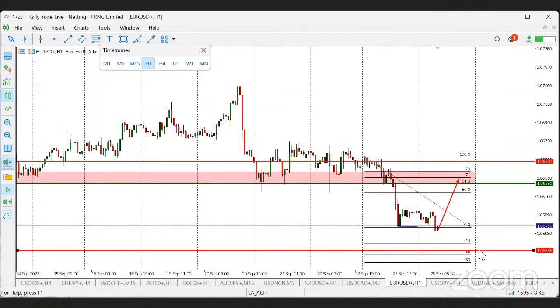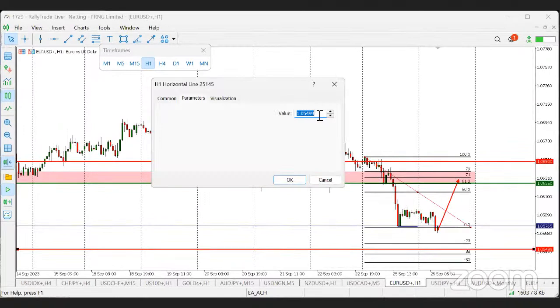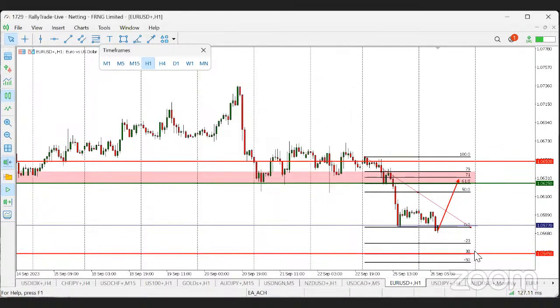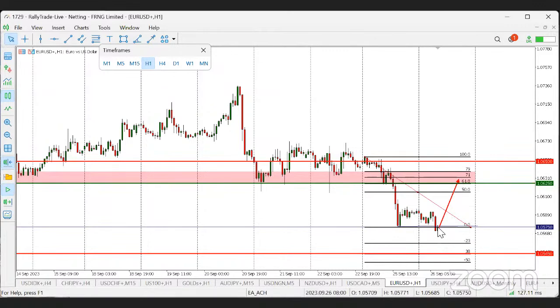Or let me reduce that. I have a smaller stop. So 1.05450, that's the stop loss. And then an instant buy where we are currently, with take profit at 1.06250. So I'm expecting the market to go all the way up to that point. So we can buy from where we are currently all the way up to 1.06250 with a stop loss at 1.05450.